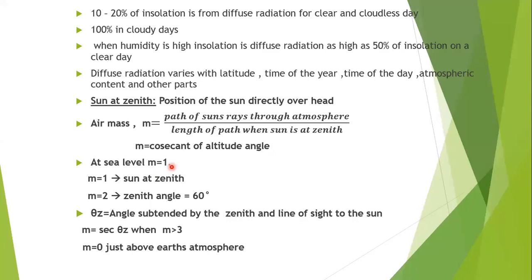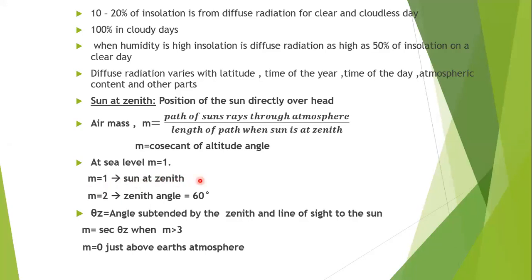So approximately unity, you are taking at sea level. So m is 1. That means if air mass is equal to 1, the sun is at zenith. So what is sun at zenith? When the sun is appearing directly over our heads, it is called sun at zenith. So if m is equal to 1, we are defining this condition as sun at zenith.